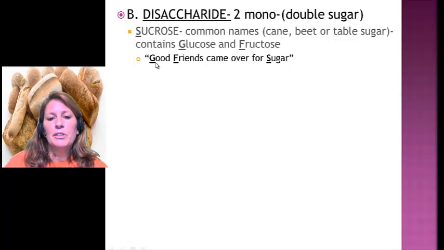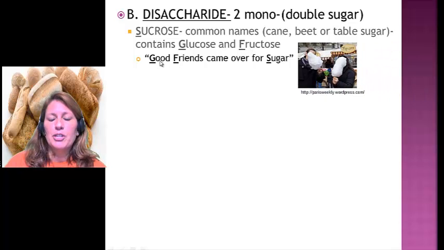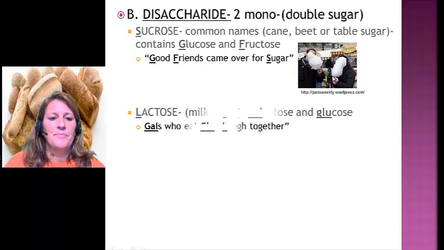So I like coming up with little mnemonic devices. Let me pull up my little picture here. So good friends came over for sugar. So good is glucose, friends fructose. So one each, so those are monosaccharides, came over for sugar. And so you have lots of sugar, so that's sucrose or a disaccharide. Here I've got two different people, a boy and a girl, eating sugar or cotton candy.